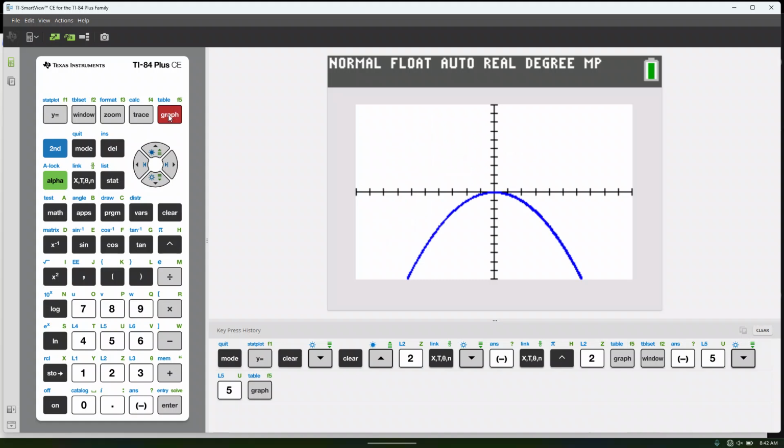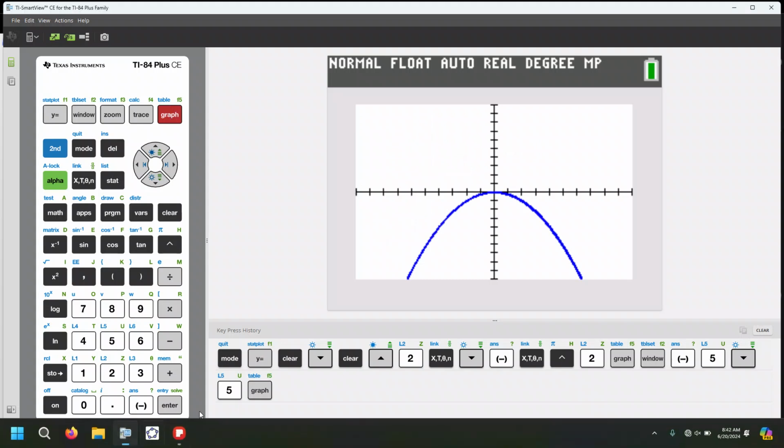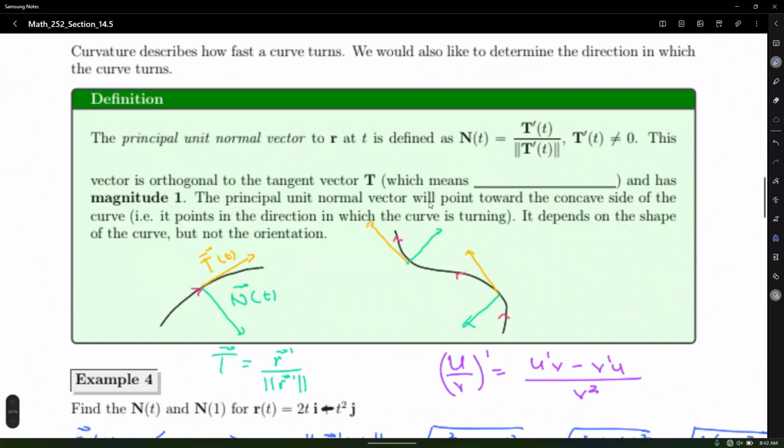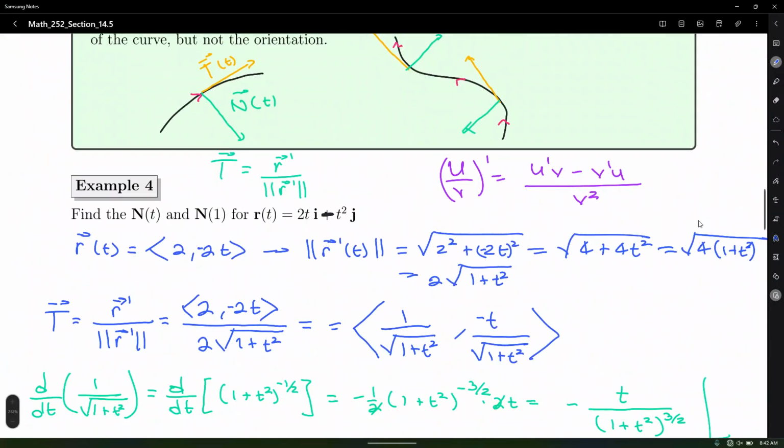Look at the parametric equations, or at the vector valued function. Let me backtrack a little bit. That means x equals 2t and y equals negative t squared. Well, look at this, y equals minus t squared.